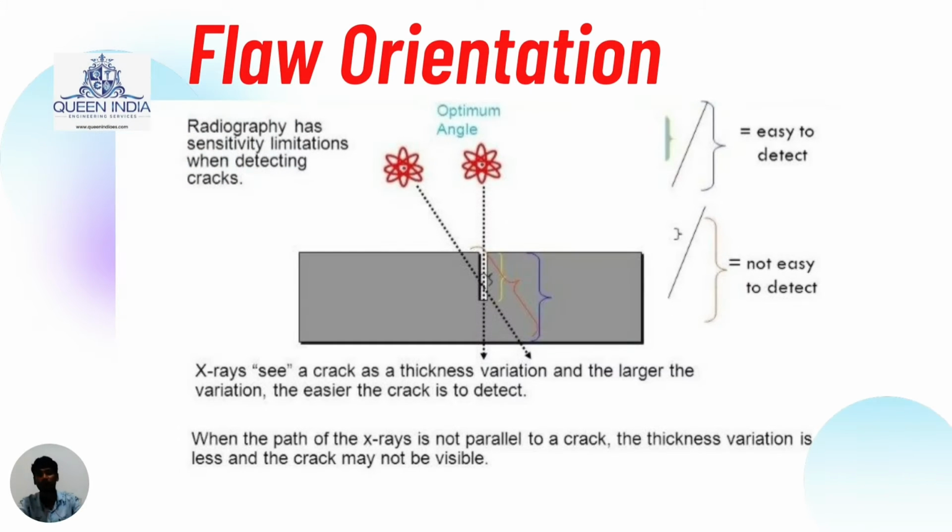Now, let's move to flaw orientation. What is flaw orientation? When the X-ray penetrates a material parallel to a crack, the crack will be shown easily. But if the X-ray path is not parallel to the crack, it will not be seen in the film. This is flaw orientation. The source will be parallel to the crack, which is the easiest way to find the defect.